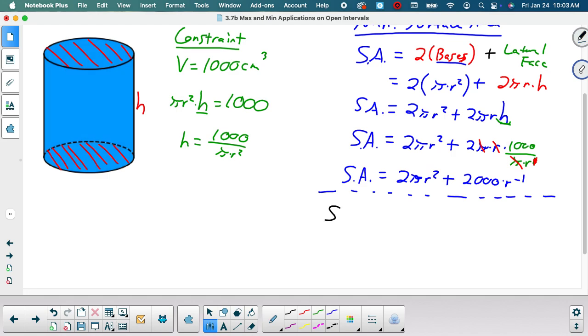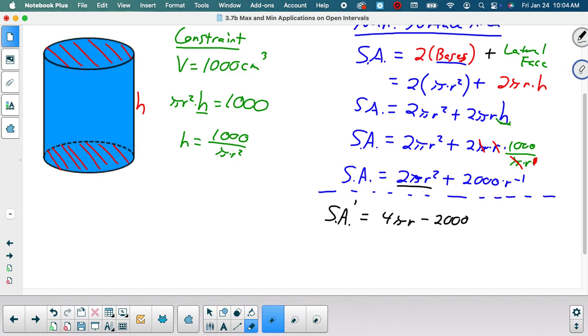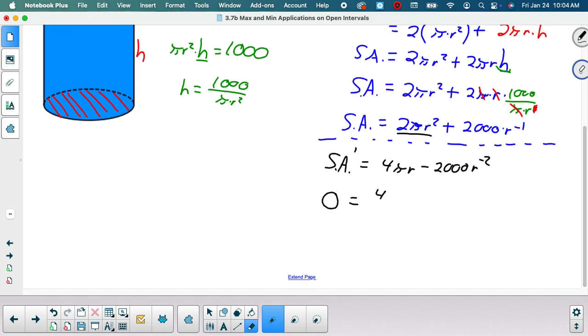But now, you feel like you could derive this. So what's the derivative of my surface area? Well, if I derive this first piece, bring the 2 down front, so now I have 4 pi r to the first, plus, bring the negative 1 down, so that's not plus, it's going to be minus 2,000 r to the negative second power. If I set this equal to 0, I'm going to have 4 pi r minus 2,000 over r squared.